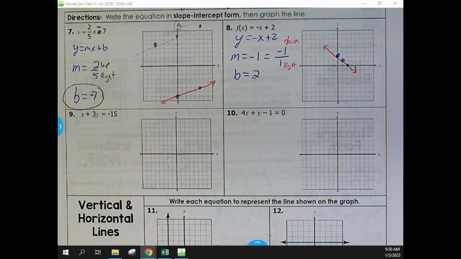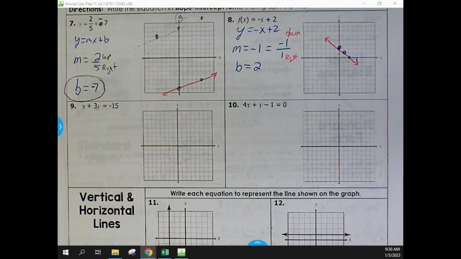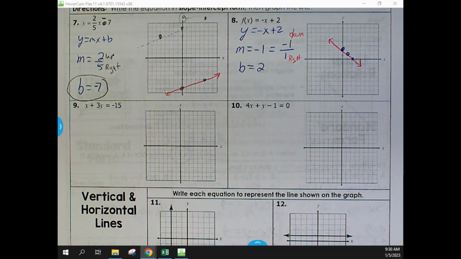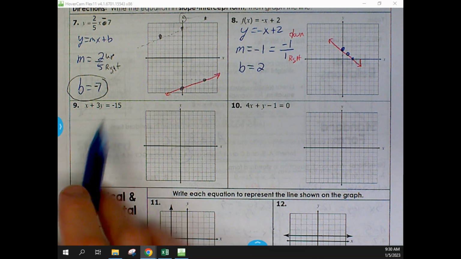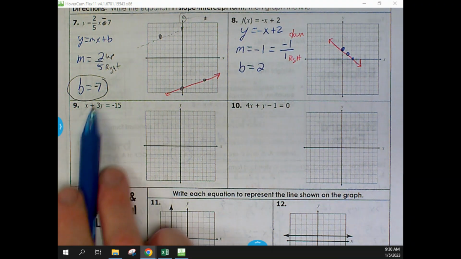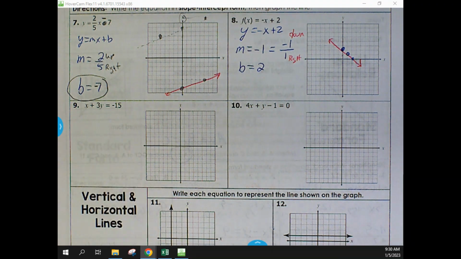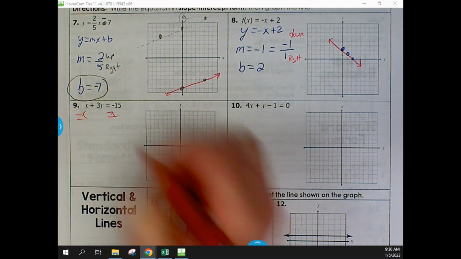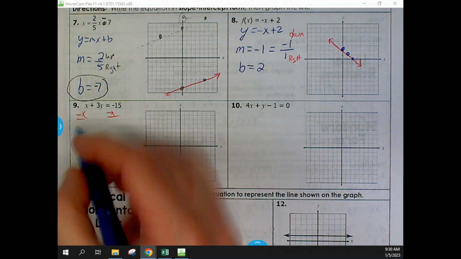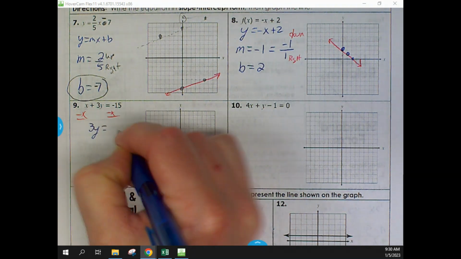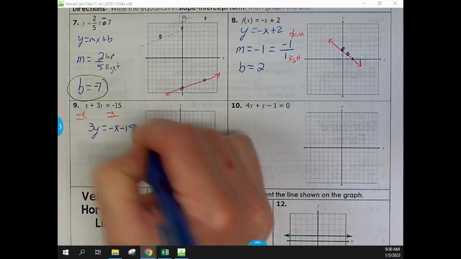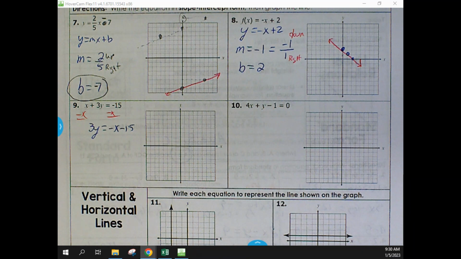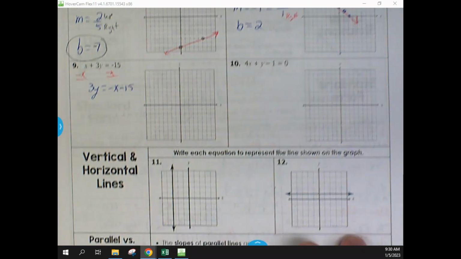All right, 9 and 10. Here's where we're kind of bringing them in from the other side. We've got to put these in y equals mx plus b form, which means now we're trying to get this y by itself. So now we got to get rid of this x and move it back over here. So we're going to subtract the x from both sides. So we've got 3y would equal negative x minus 15.